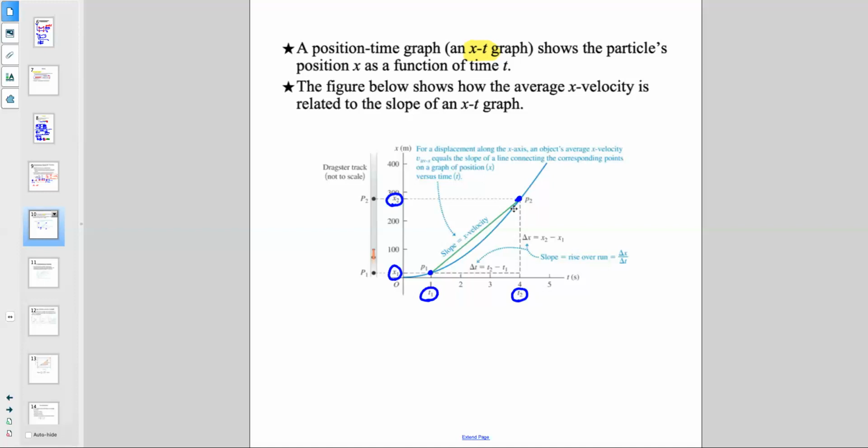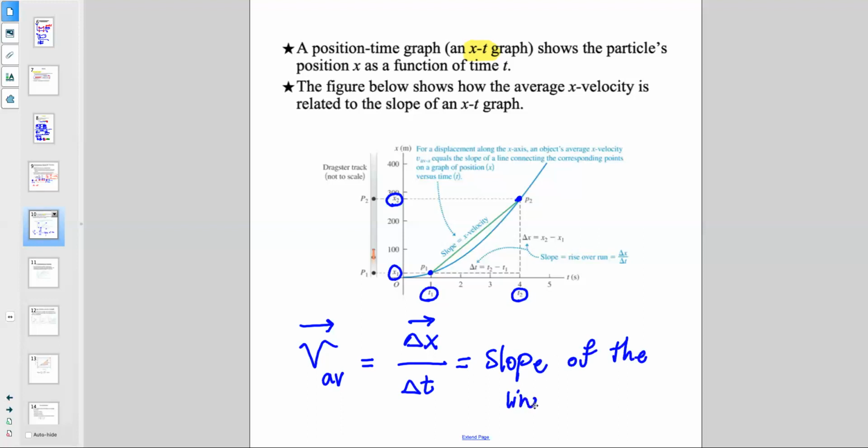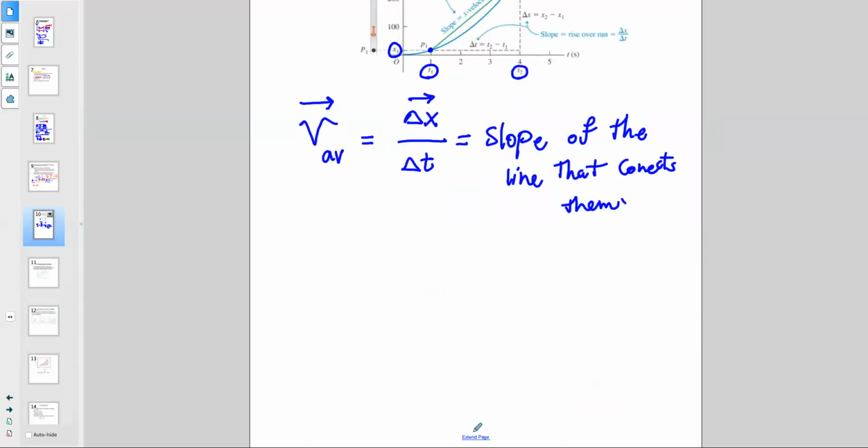Okay, so I can write down average velocity, which is a vector, is by formula delta x over delta t, and delta x is a vector as well, okay? And it is the slope of the line that connects them. Okay, slope of that line.